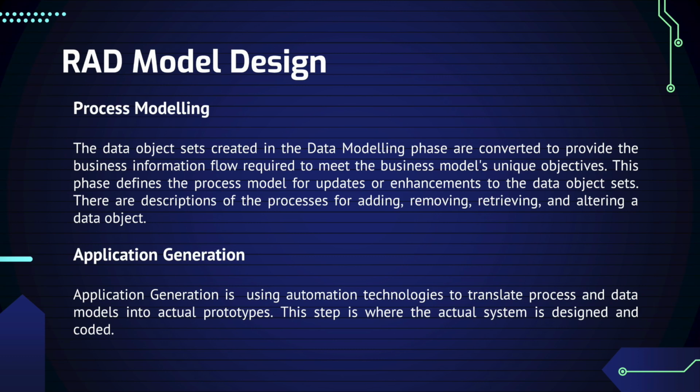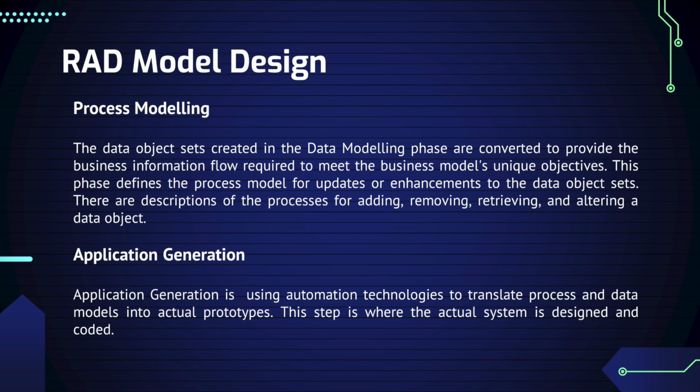Process modeling. The data object sets created in the data modeling phase are converted to provide the business information flow required to meet the business model unique objectives. This phase defines the process model for updates or enhancements to the data object sets. There are descriptions of the process for adding, removing, retrieving, and altering a data object.